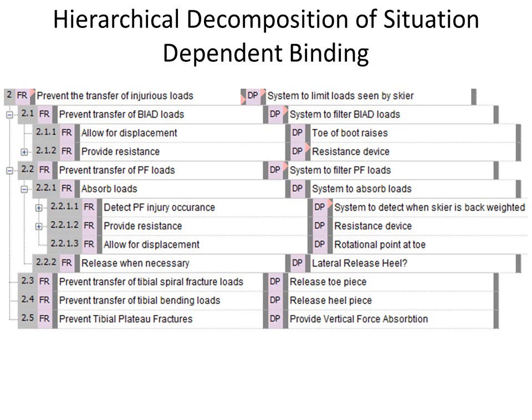If we look at the hierarchical decomposition of a situationally dependent binding plate to absorb inward rotation ACL injuries, we see we've broken it down into three main functional requirements. We have to provide resistance to displacement of the binding plate, we have to allow for displacement of the binding plate, and we have to detect when the injury is going to occur. The problem is detecting when this injury is going to occur and allowing the binding to react to it.